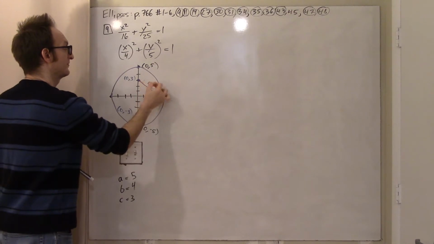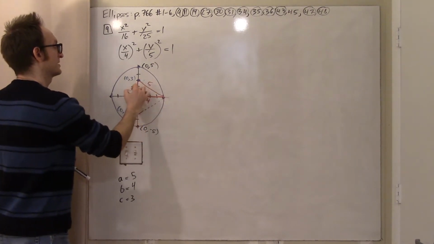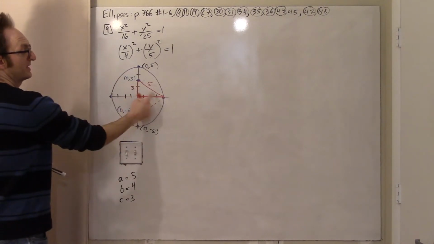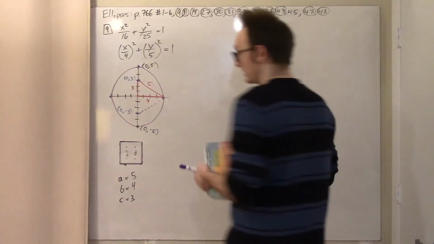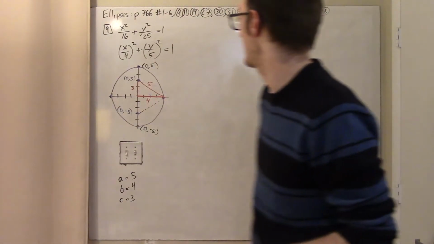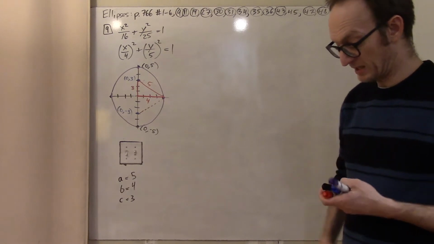And if this is 5, and this, of course, right here is 4, then that's how we know that that has to be 3. And more generally, this is B, this is C, and this is A in any kind of ellipse. Okay, so good. That was about as easy as it gets. That's kind of the most simple basic problem.